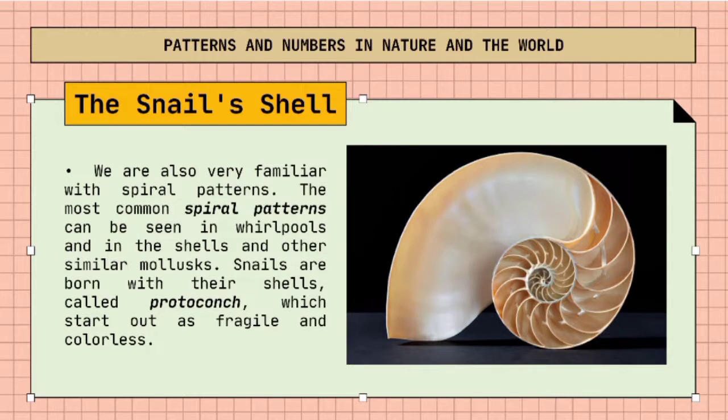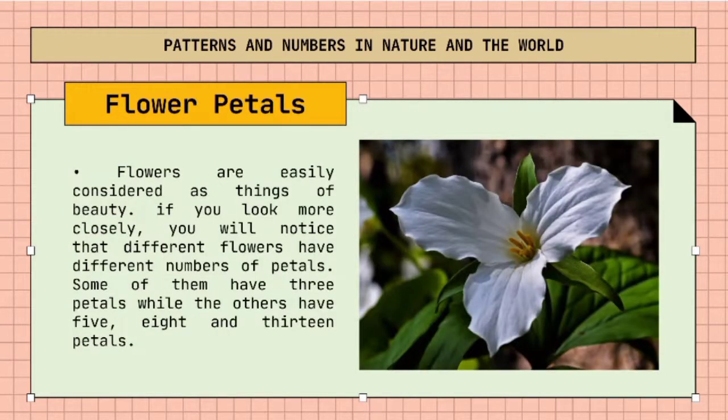The most common spiral patterns can be seen in the shells of snails and other similar mollusks. Snails are born with their shells, called protoconch, which start out as fragile and colorless. Next are flower petals. Flowers are easily considered as things of beauty. If you look more closely, you will notice that different flowers have different numbers of petals.